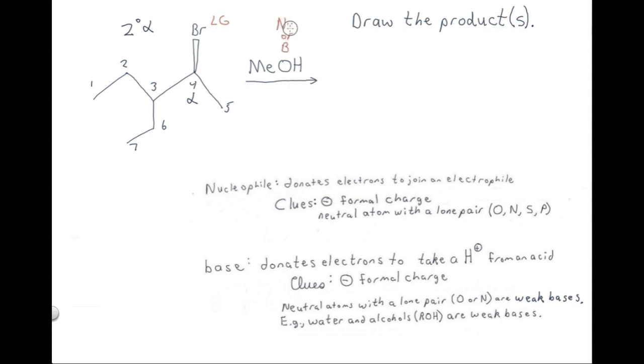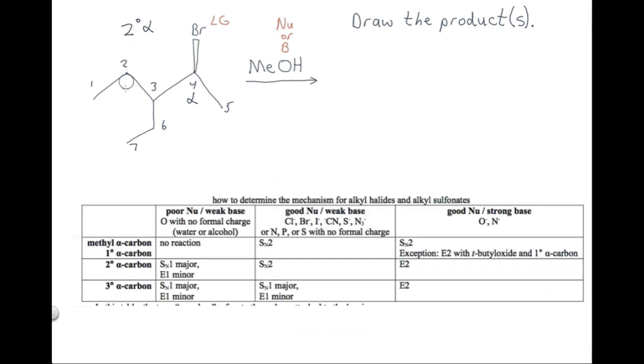Now we have to choose the mechanism using our table. The secondary alpha carbon puts us in the middle row of the table. Neutral oxygen in an alcohol puts us in the left-hand column of the table. So the table predicts 2 mechanisms, SN1 major and E1 minor. Which of those should we draw?